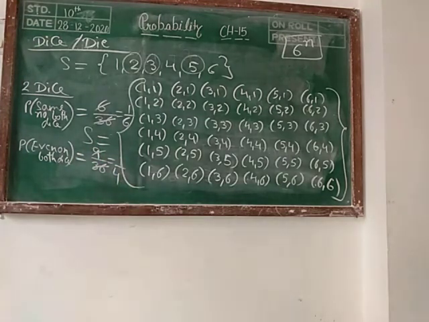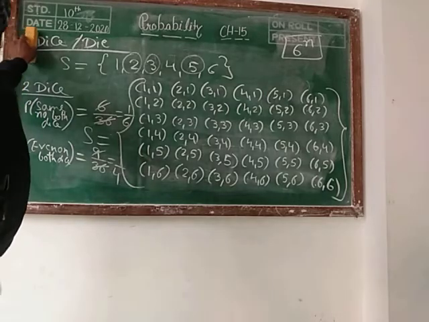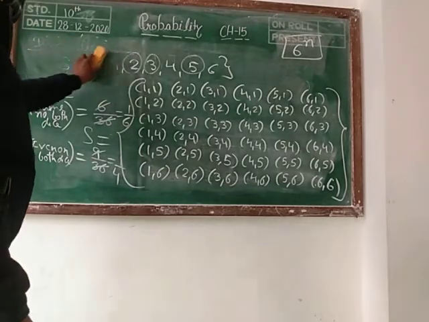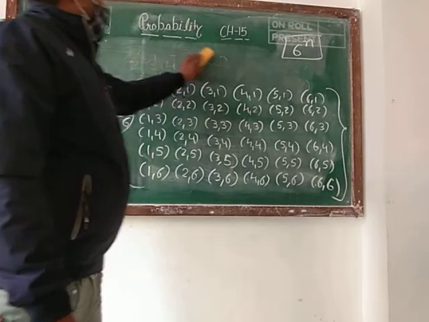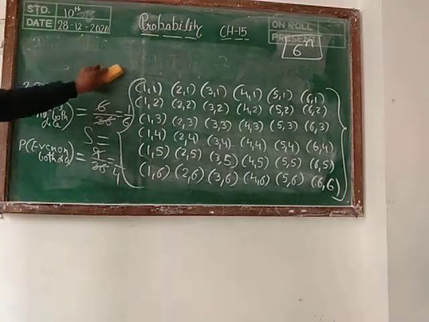Question is clear? Next question is, what will be the probability of getting a multiple of 3 on both the dice? Multiple of 3 on both the dice. Observe the value, find out the multiples of 3.